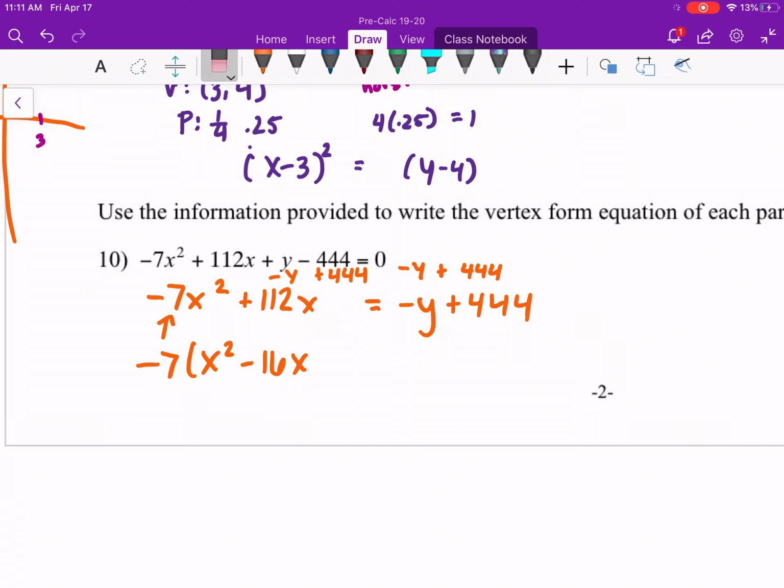And that is the polynomial that we're going to complete the square with. So we're going to do half of -16 is -8, but -8 squared is +64.